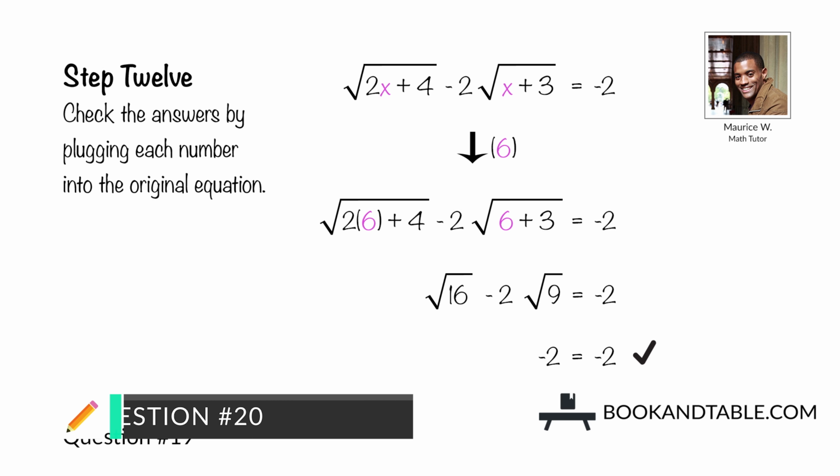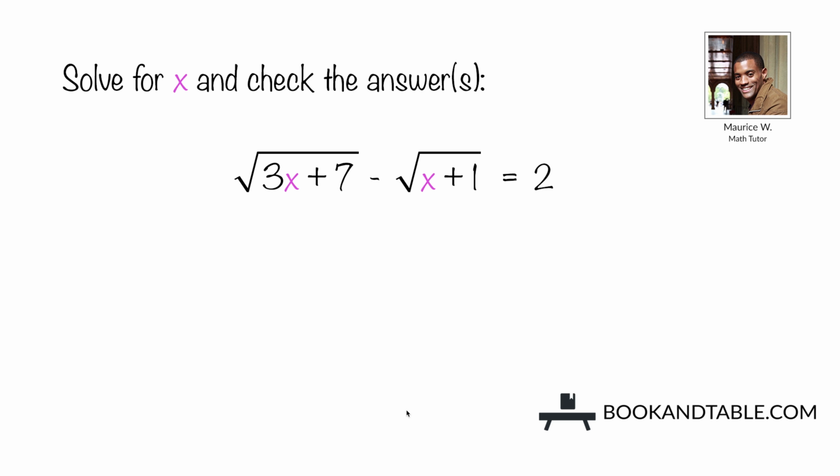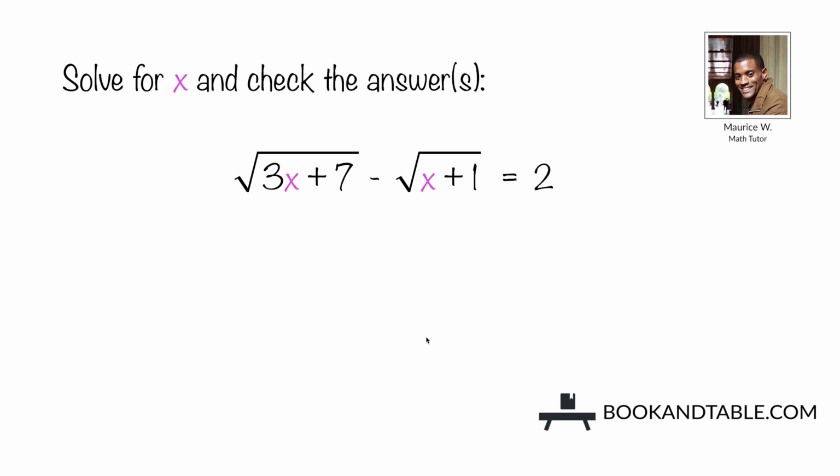And now let's take a look at the last question of this practice set, question number 20. Solve for x and check the answers. The square root of 3x plus 7 minus the square root of x plus 1 is equal to 2. Pause the video, answer this question, and then press play when you are ready to begin.